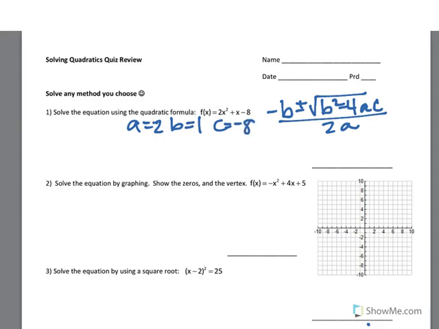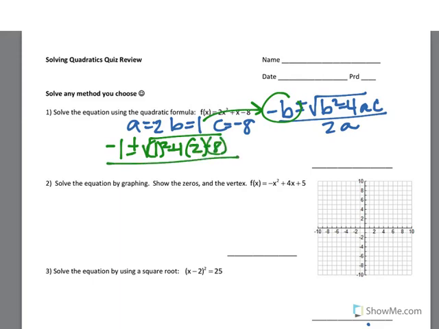So since this is already a negative, when we plug that in, it's going to be negative 1 plus or minus the square root of 1 squared. We put that in our calculators, make sure we have parentheses, minus 4, a is 2, c is negative 8, all over 2a.